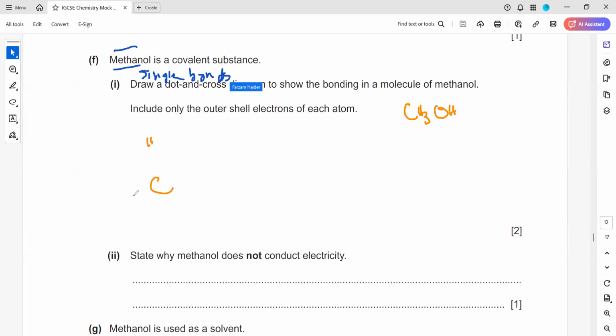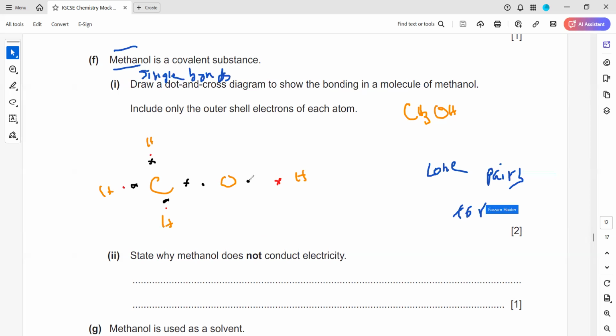Carbon is there surrounded by 3 hydrogens. Then oxygen, I will draw, and then we have a hydrogen. Now carbon shares 4, so 1, 2, 3, 4. Hydrogen shares 1, so 1, 2, 3, and this hydrogen also. Oxygen also shares one here, one there. Then oxygen shares 1 from here and 1 from here. And there are unshared electrons on oxygen. Yes, lone pairs on oxygen.